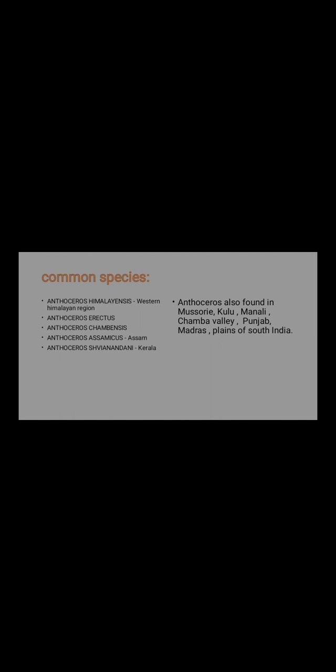Some common species of Anthoceros: Anthoceros himalayensis, Anthoceros erectus, and Anthoceros chambensis, which grow in the western Himalayan region. Anthoceros assamicus, grown in Assam. Anthoceros shivanandani, grown in Kerala. Anthoceros is also found in Mussoorie, Kulu, Manali, Chamba Valley, Punjab, Madras, and plains of South India.